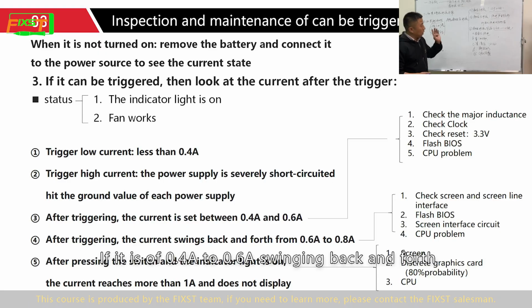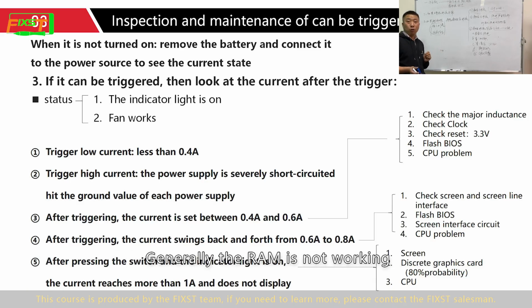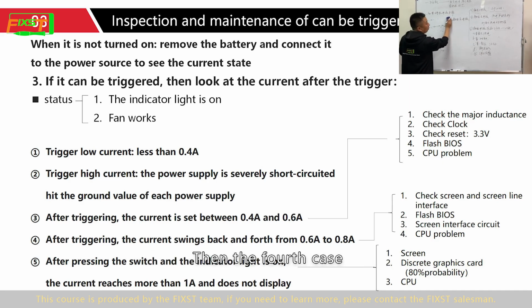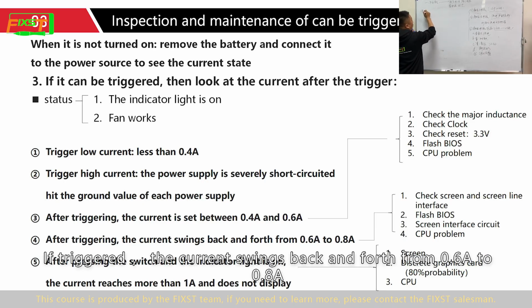If it is 0.4 ampere and 0.6 ampere swinging back and forth, generally the RAM is not working. Then the fourth case. If triggered, the current swings back and forth from 0.6 ampere to 0.8 ampere.